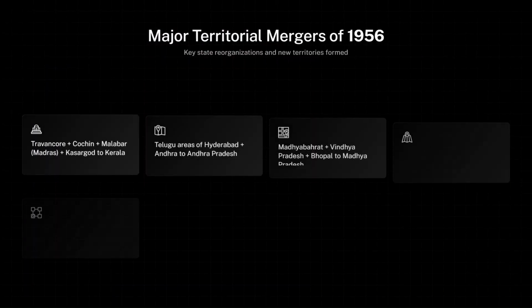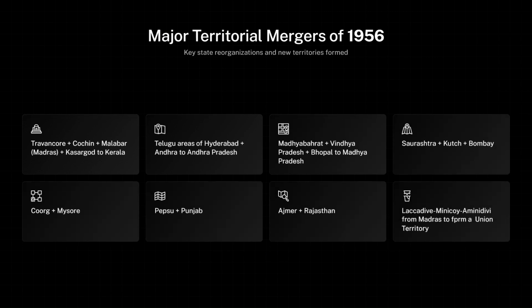Under State Reorganization Act 1956, there happened a major reshuffling. Like Travancore, Cochin, and Malabar, Kasargod were added to Kerala, and Coorg and Mysore were grouped together. Ajmer and Rajasthan were grouped together, and Lakshadweep Islands were carved from Madras to form a separate union territory.